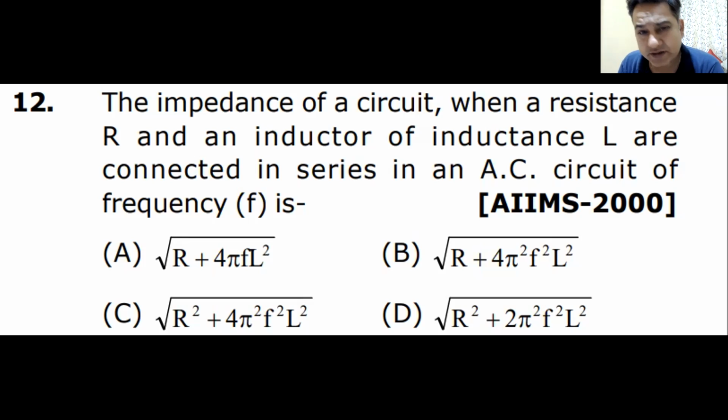XL is omega L, whole square. Omega is 2 pi f. So 2 pi f into L, whole square. And therefore the correct option is C. C is the correct option. I hope you got it. C is the correct option.